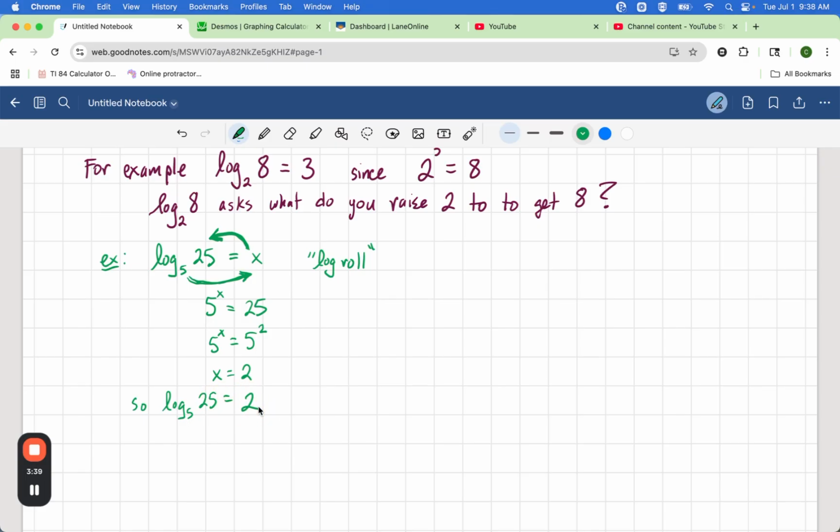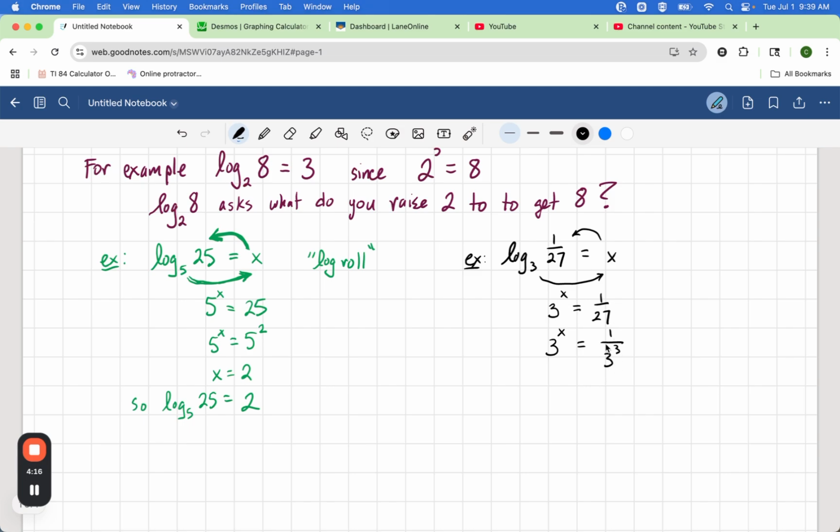All right, let's go over another one. What if I give you this one? Log base 3 of 1/27. That one's tricky. You're like, oh, I got a fraction. So I'm going to set it equal to x, and I'm going to roll it. 3 to the x equals 1/27. Hopefully you recognize 27 is a power of 3. 27 is 3 to the third. 3 times 3 is 9, times 3 is 27.